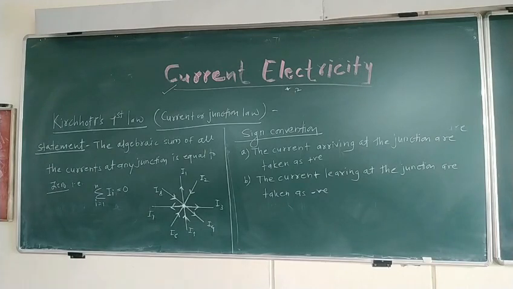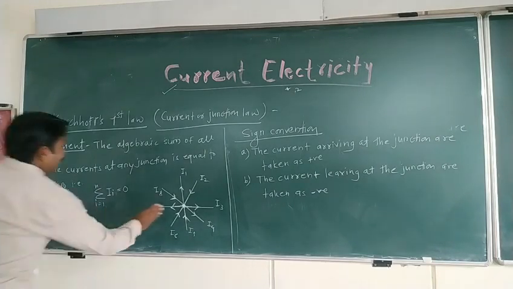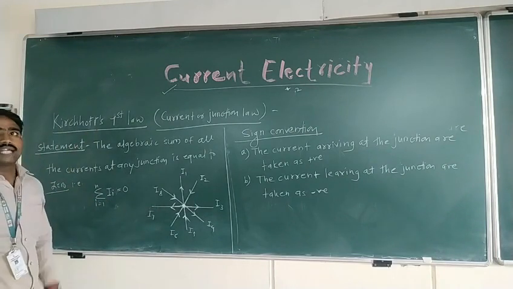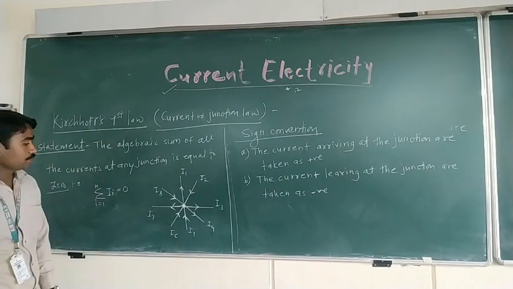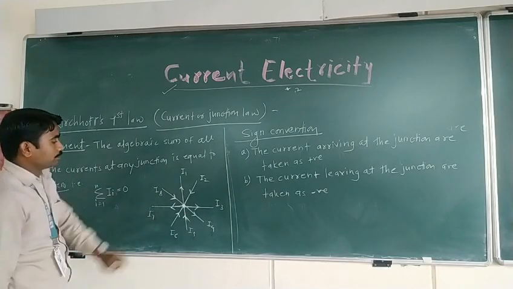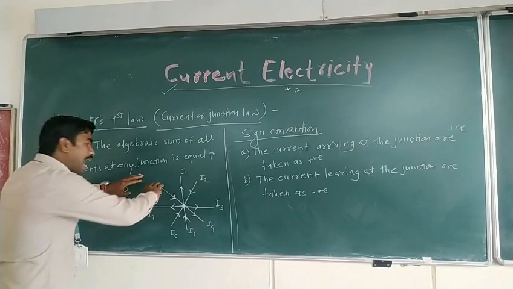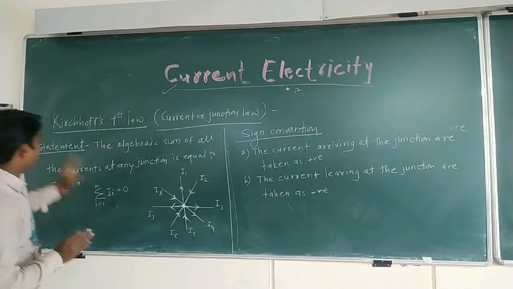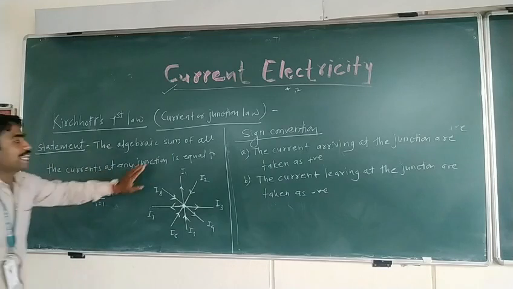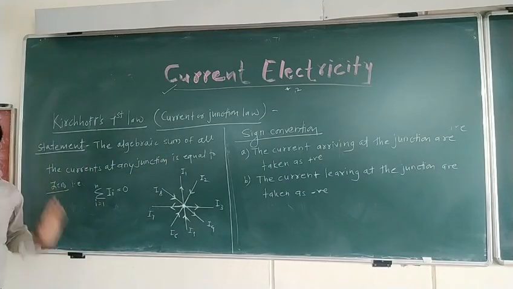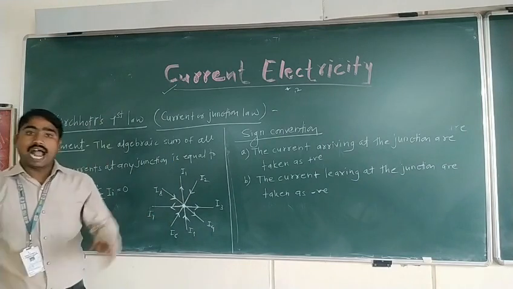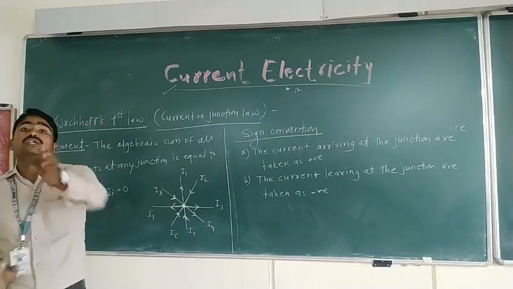Right? Here we are given one diagram, and in this diagram we have to apply Kirchhoff's first law. We start from I1. We have to add all the currents, because the statement is that the algebraic sum of all the currents at any junction is equal to 0. Therefore, we have to add all the currents and equate them to 0.